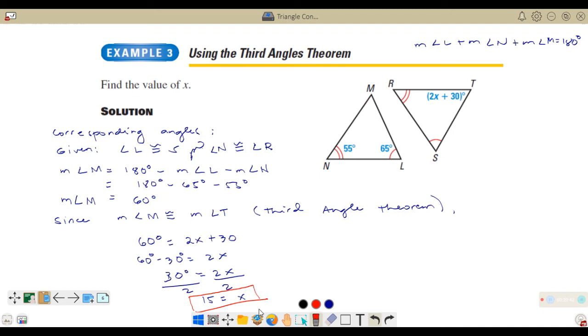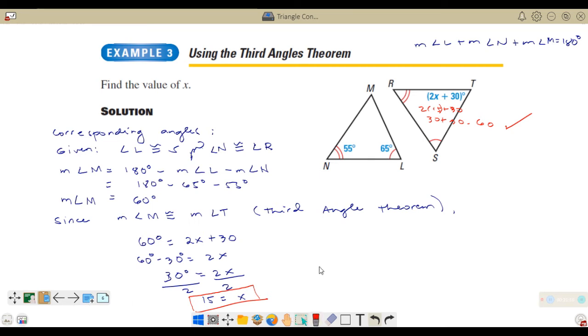Okay? Okay, so the value of x is 15. Let's check. 2 times 15 plus 30. Dapat equal to sa 60. So, 30 plus 30 equals sa 60. So, tama. Tama yung solution natin. This is 15 is equal to x. You can always check the solution on the book.